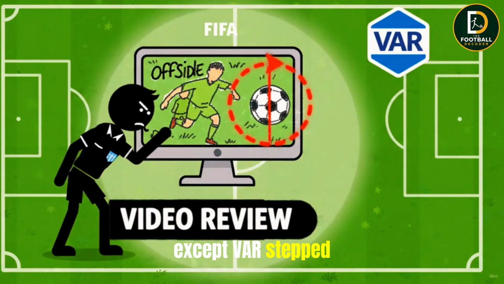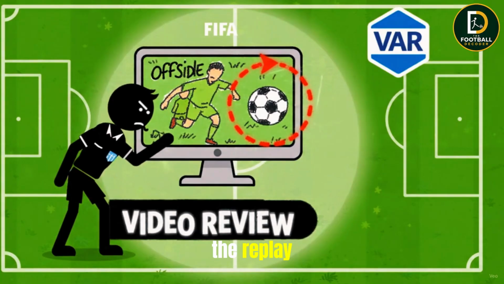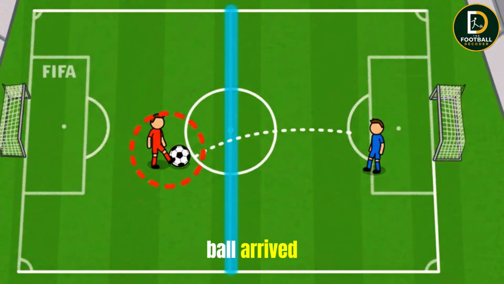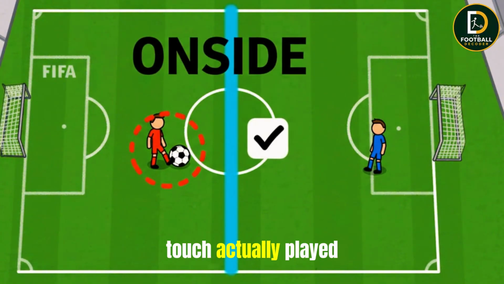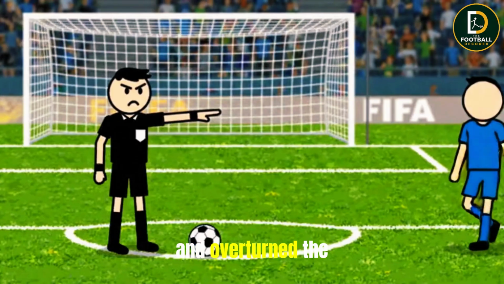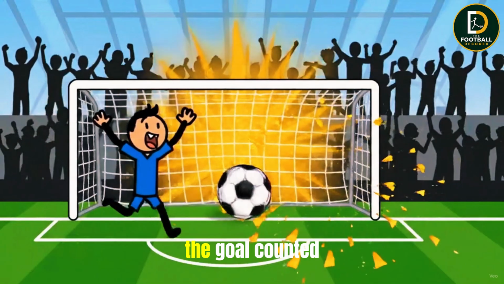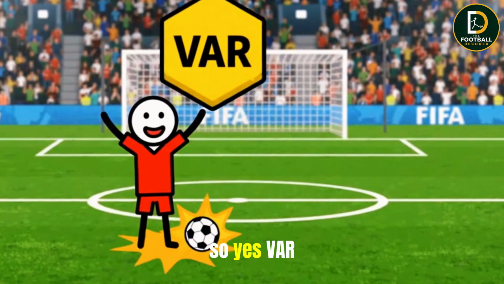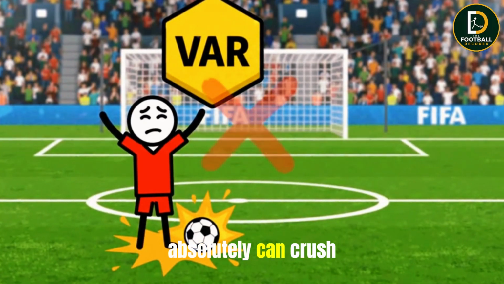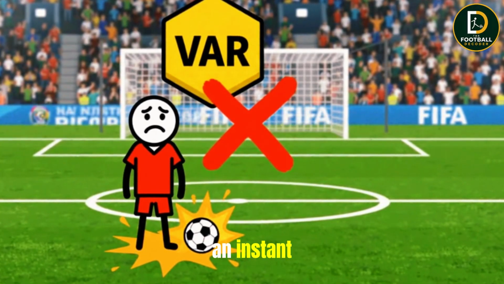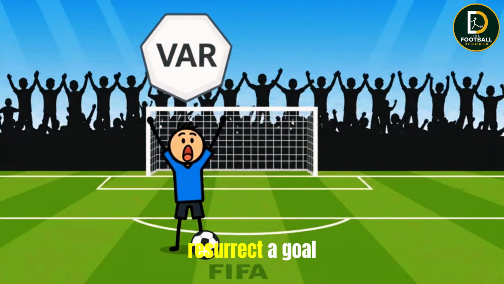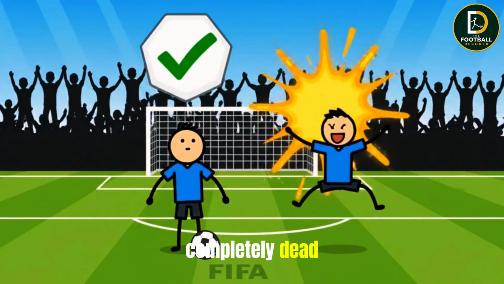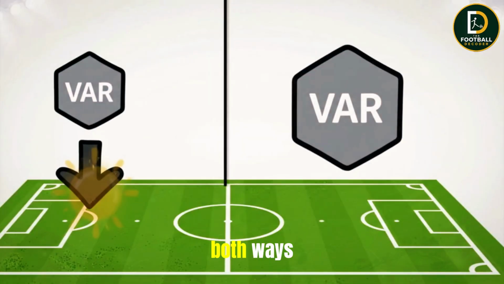Except VAR stepped in immediately, reviewed the replay, found a tiny touch from one of his teammates right before the ball arrived, ruled that small touch actually played him onside, and overturned the original call. The goal counted after all, and that player got his celebration back. So yes, VAR absolutely can crush your celebration in an instant. But it can just as easily resurrect a goal that everyone in the stadium already assumed was completely dead. It genuinely cuts both ways.